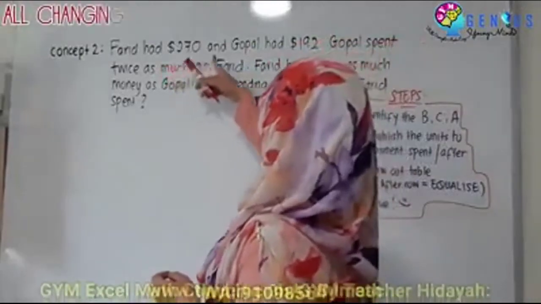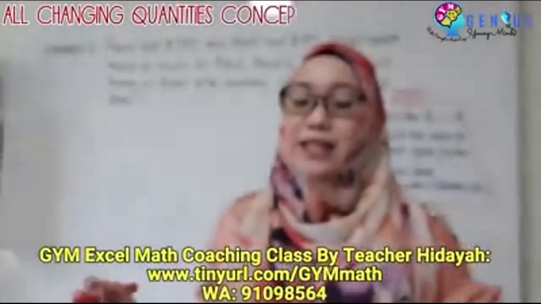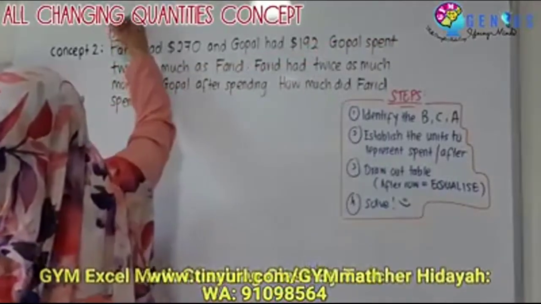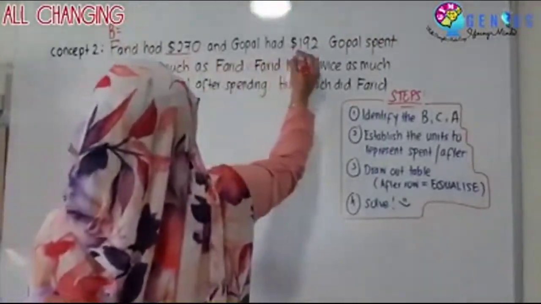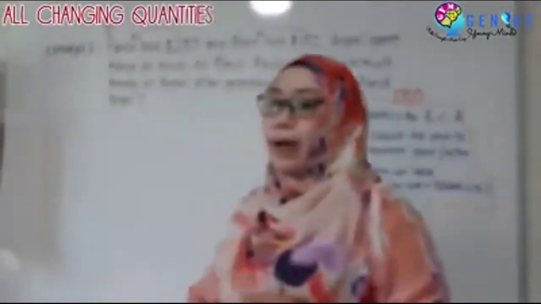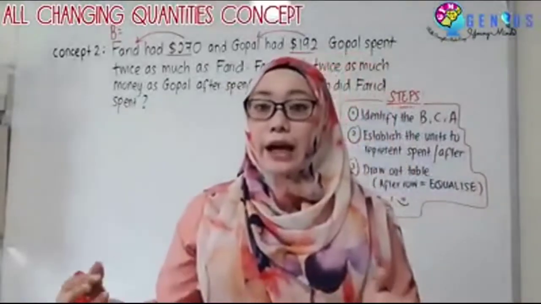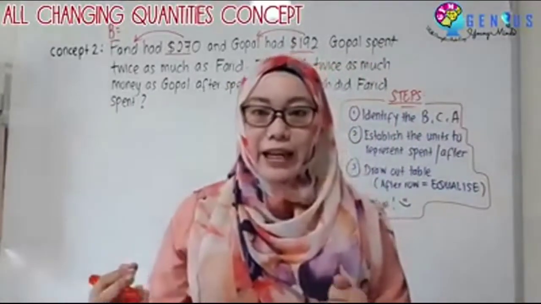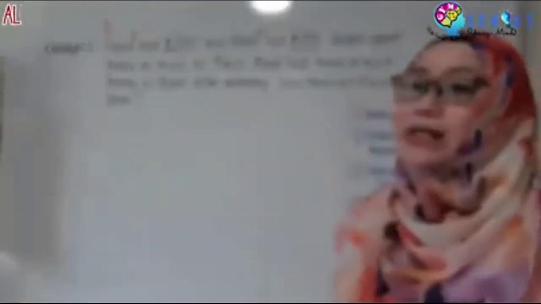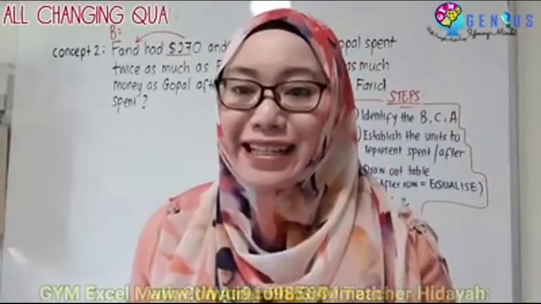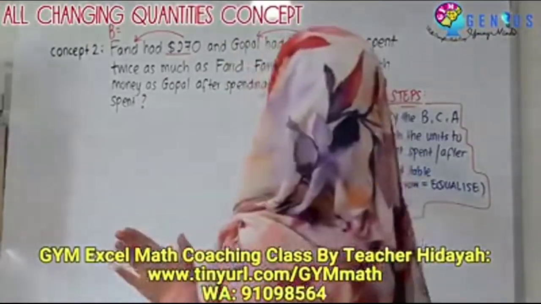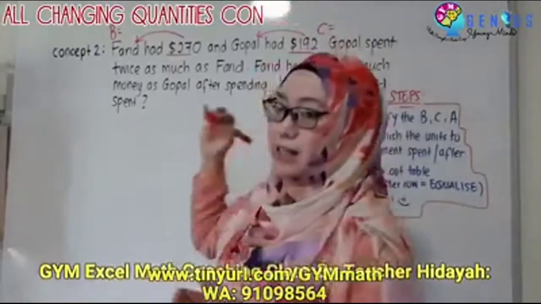Farid had 270 and Gopal had 192. This is definitely my before. Okay, so we put there B. And we identify. Okay, I always get my students to underline and draw arrow back to the person so that they are aware of what they are reading and they can identify straight away. Okay, Gopal spent twice as much. Spent is a change keyword. So when you see spent here, this is my change sentence.